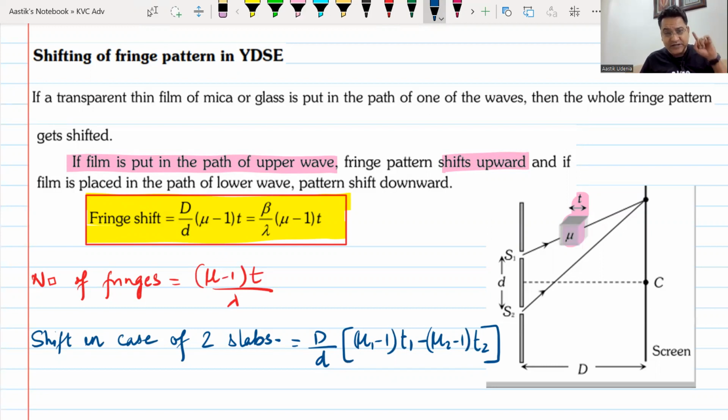This question has come in JEE Advanced. Because of one film, it will shift by an amount D by d times mu minus 1 times t. If the slab is on the upper side, it will shift upwards; if on the lower side, it will shift downwards. If both, you will have to find out the net shift. I'll give you a minute to note this down.